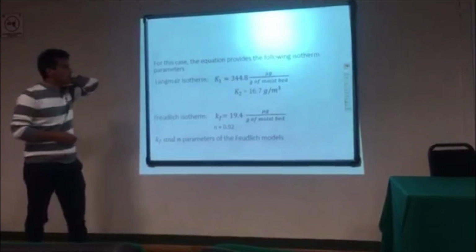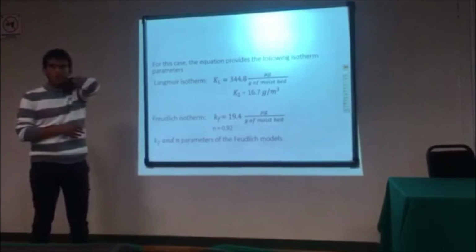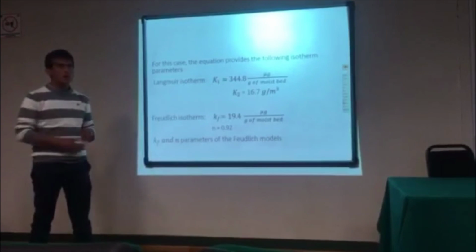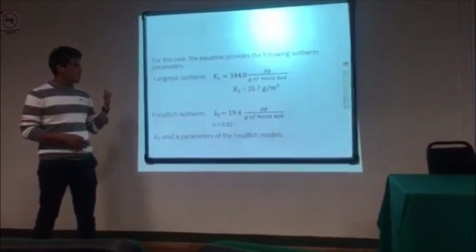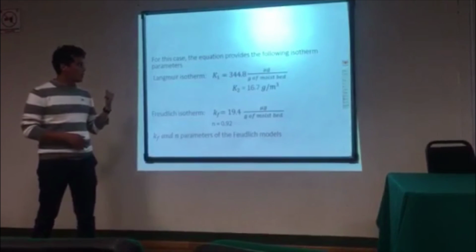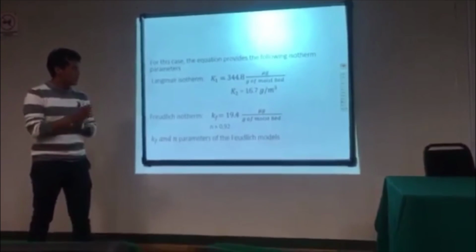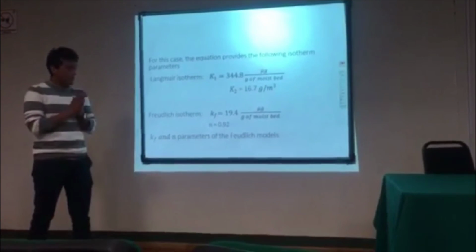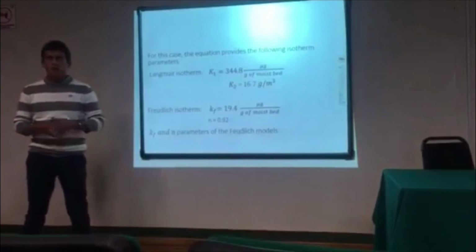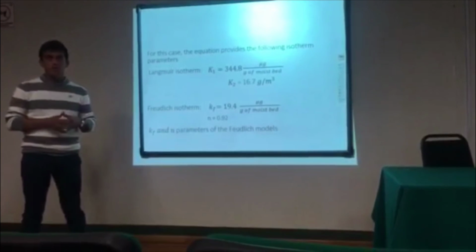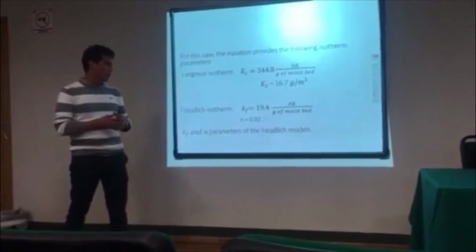Well, in the specific case of this article, the equations provide the following isotherm parameters: in the Langmuir isotherm, the value of K1 is 344.8, and K2 is 16.7 grams over cubic meters. And in the Freundlich isotherm, the value of Kf is 19.4 and N is 0.92.